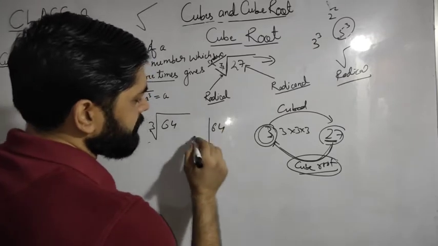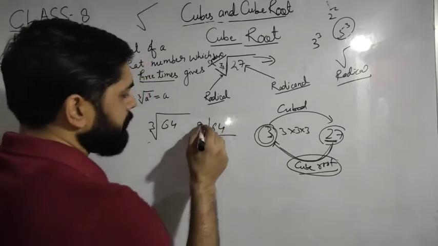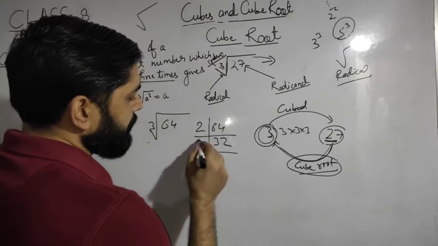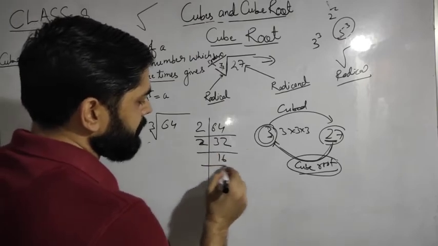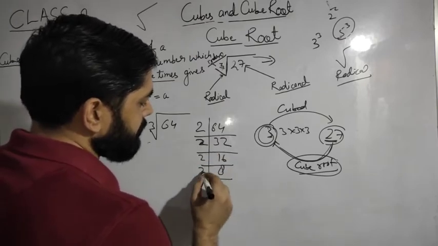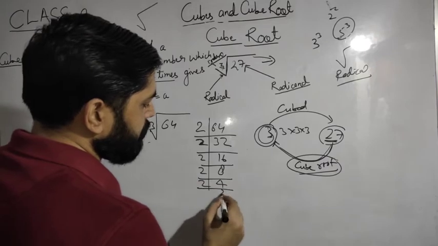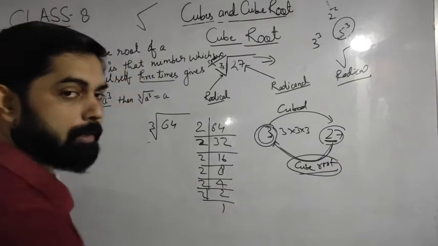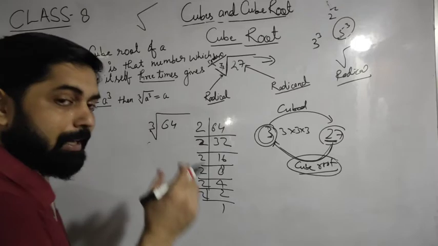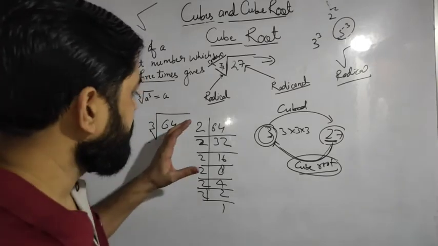64, I think you know very well how to find it: 2 times 32, then 2 times 16, then 2 times 8, then 2 times 4, then 2 times 2, then 2 times 1. First step, firstly we find the cube root.